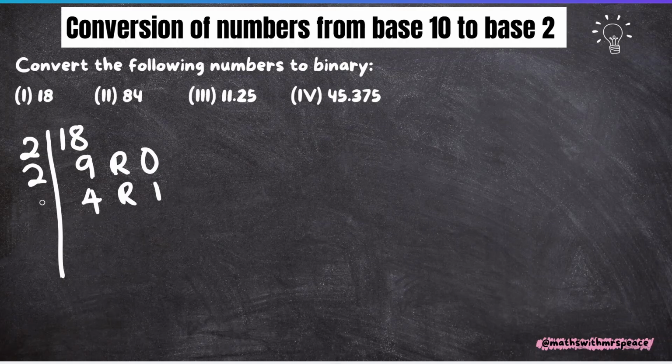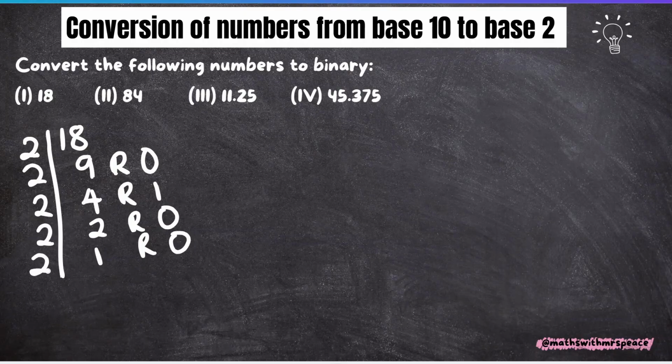We divide 4 by 2 again. 4 divided by 2 will give us 2, remainder 0. And then we divide 2 by 2. Remember, it's a repeated division by 2. 2 divided by 2 will give us 1, remainder 0. And then we divide 1 by 2. 1 is smaller than 2, so the result of this division is going to be 0. And then we write remainder 1.